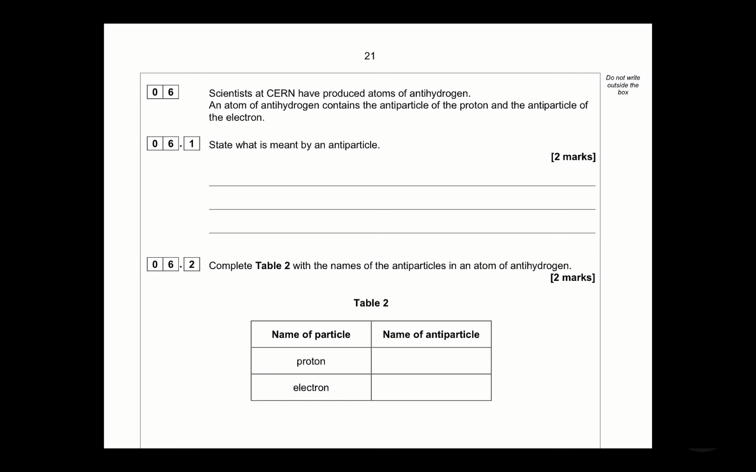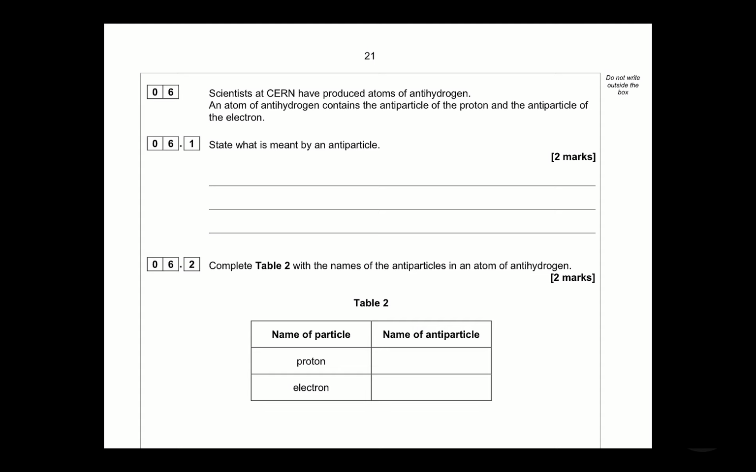All right, this is our final question for the 2019 AS Paper 1 from AQA for Physics. And we are almost done here. And this is mostly a knowledge-based question. A little bit of maths, but it's mostly just you got to know this stuff.